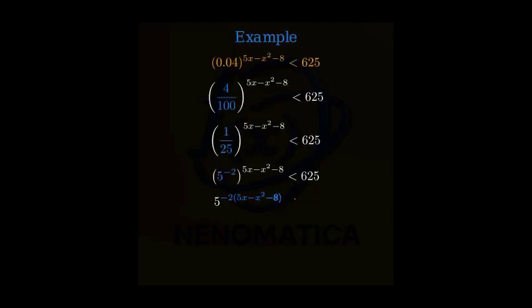Using the power rule for exponents, which states that the power of a power is the product of the powers, we can multiply negative 2 by the expression 5x minus x squared minus 8. Distributing negative 2, we get 5 to the power of negative 10x plus 2x squared plus 16. And on the right side, we can express 625 as 5 to the power of 4, since 5 to the 4th equals 625. Since 5 is greater than 1, the inequality sign remains the same.